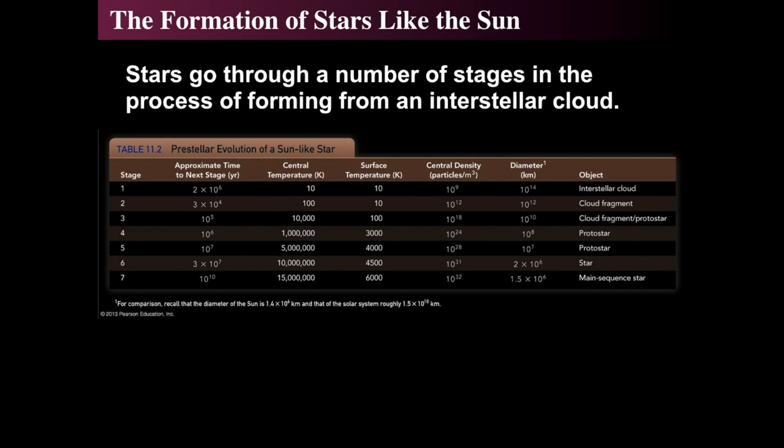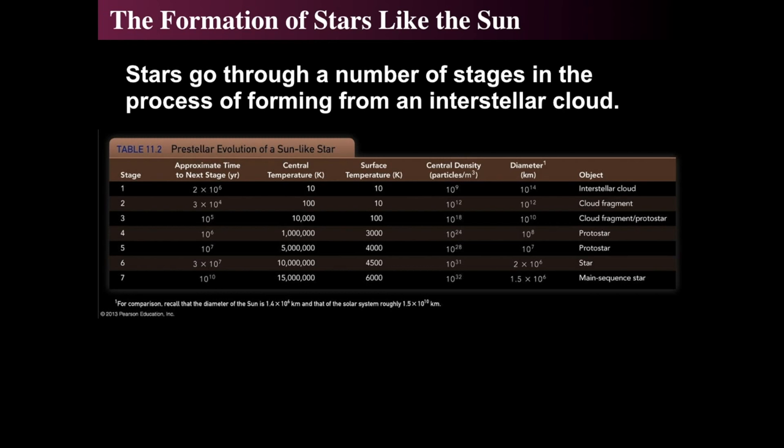incredibly dense. Now it's almost 10 to the 22nd times more dense than it was as a cloud. The diameter now has shrunk down to the size of a typical star, about 1 million kilometers across. And then the last stage is the main sequence lifetime of the star. For the Sun, it will last about 10 billion years, where full proton-proton chain fusion reactions occur.